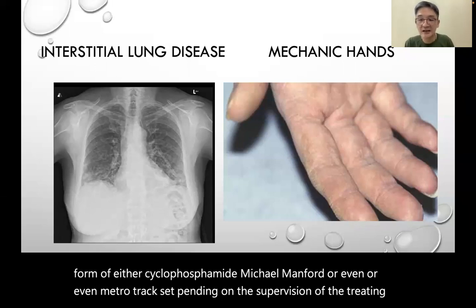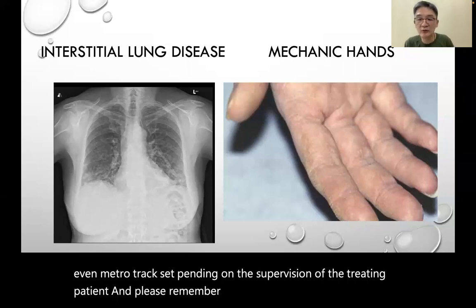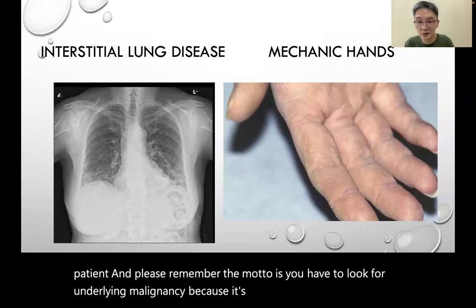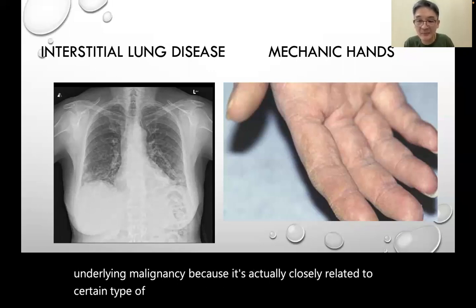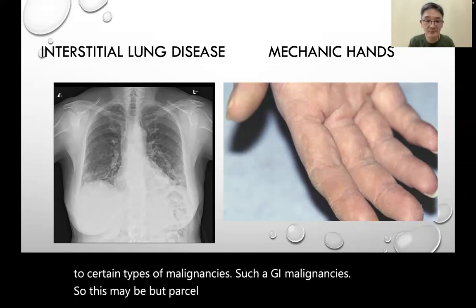And please remember, dermatomyositis, you have to look for underlying malignancy, because it's actually closely related to certain types of malignancy, such as GI malignancy. So this may be part and parcel of paraneoplastic syndrome.